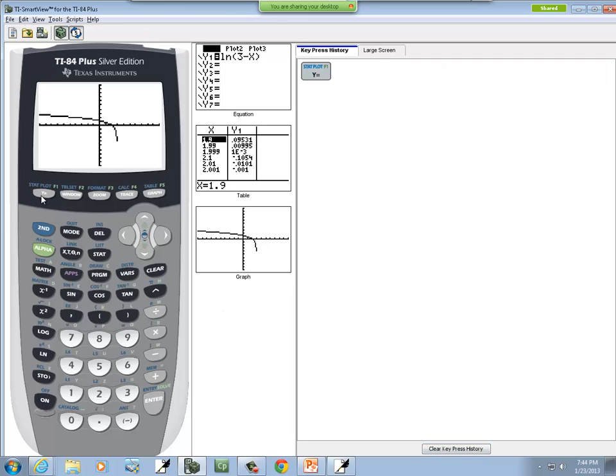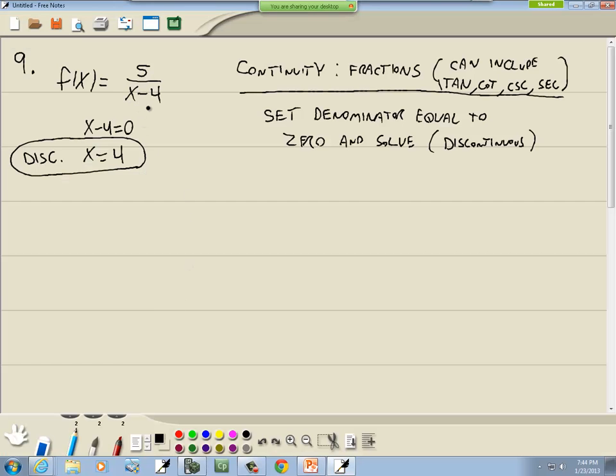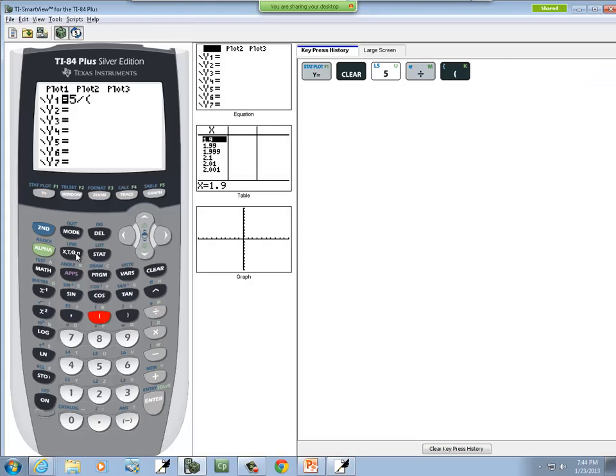Okay. I press my y equals, press clear. I'll do 5 divided by. I want to put parentheses around the bottom part because it's more than a single variable, single number. And then x minus 4, close parentheses, and then graph.